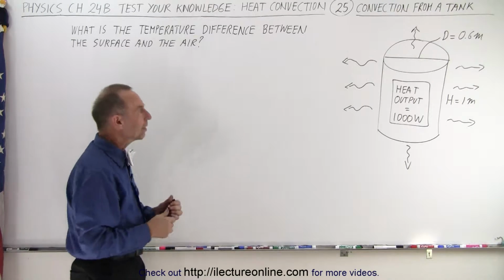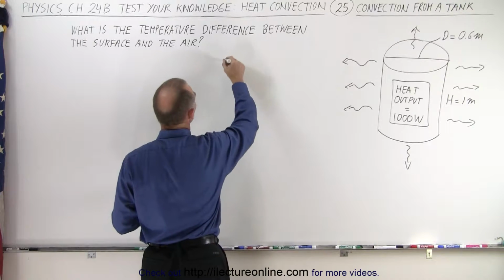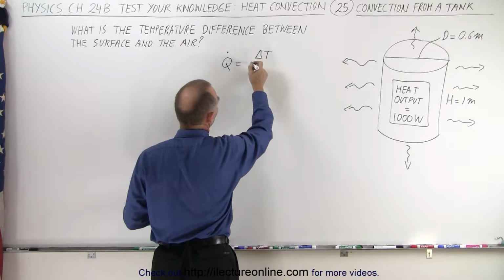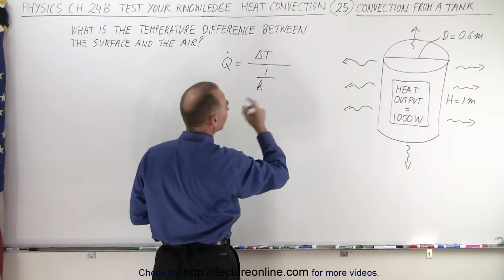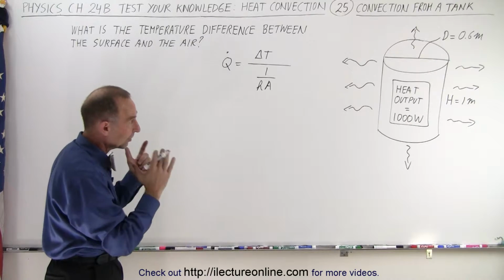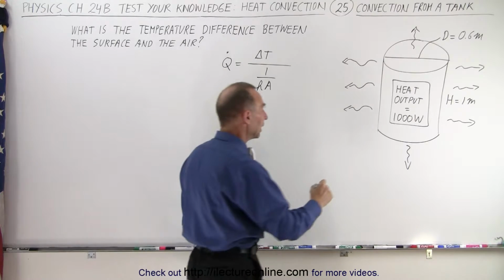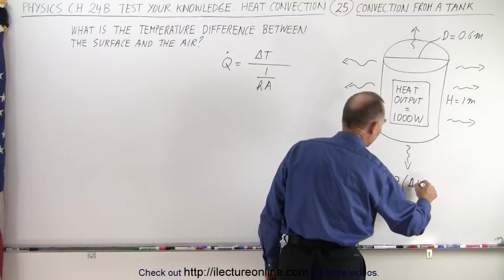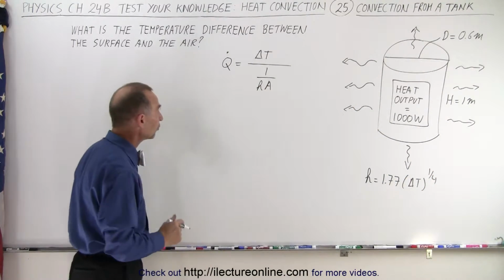All right, the way to do that is to come up with an equation. And we can say that the equation we're going to need is Q dot, the amount of heat flow, is going to be equal to the difference in the temperature, which is what we're looking for, divided by 1 over H times, well, in this case, the surface area of that cylinder. And of course, we have the top, the bottom, and the sides of the cylinder. Now, we could probably presume that H is going to be equal to 1.77 times the delta T to the 1/4 power. Let's go ahead and use that in our equation.